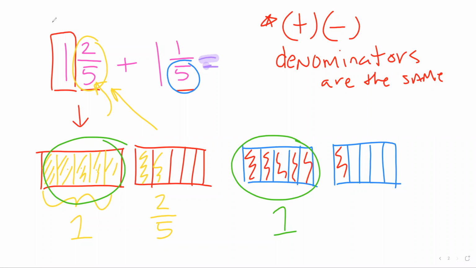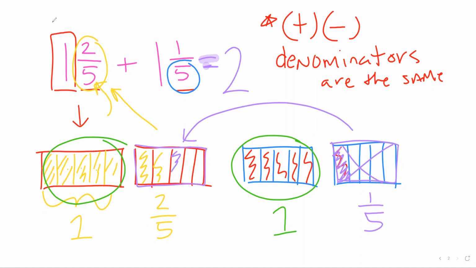So I got my 1 whole plus my 1 whole, that gets me 2 wholes. And then I have here 2 out of 5, and over here I have 1 out of 5. If I combine those two, I could take this 1/5 from over here and shade it in over here, and this now shows me I have 3 out of 5. So this would give me 2 and 3 out of 5. Now, this is the work we've already been doing.